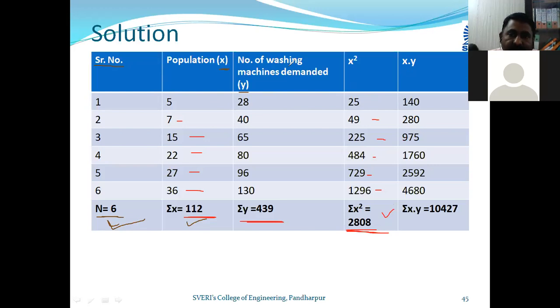So here x into y, this 28 into 5, you will get 140. Then 40 into 7, 280. 65 into 15, 975. 80 into 22, 1760. 96 into 27, 2592, and 130 into 36, 4680. So this is the x and y.